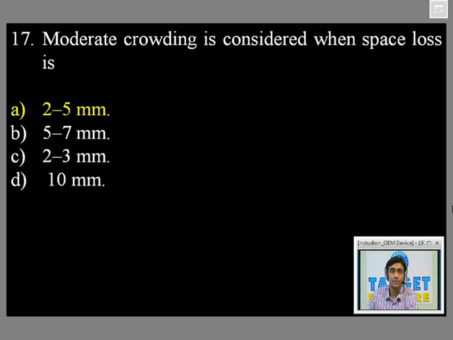There is one more question in the same paper: if there is a crowding of 2.5 millimeter, you would consider proximal stripping, or proximal stripping is considered in crowding till what? 0 to 2.5.